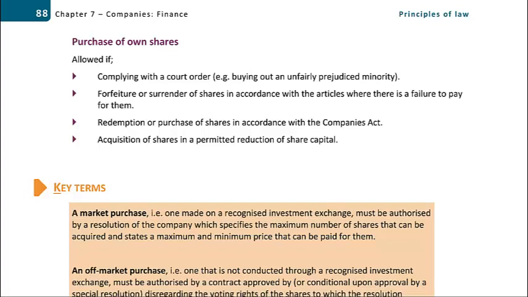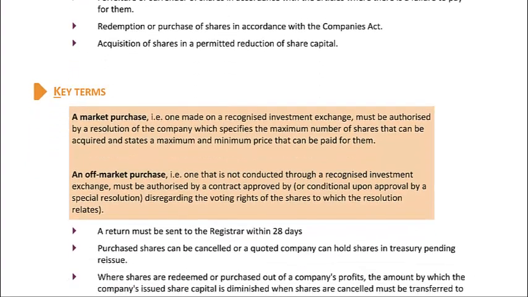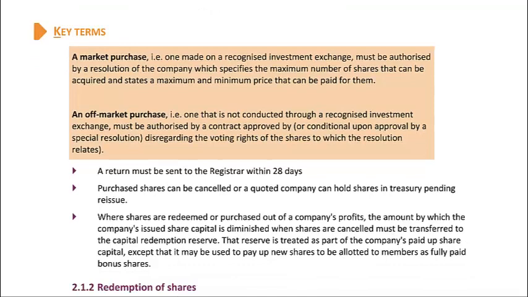Now, the court will allow you to buy your own shares if you've got a court order, or if you've followed the appropriate procedure, or if you're forfeiting shares. So basically, a shareholder has failed to meet a call on capital, and therefore you have seized their shares and forfeited them. Now, again, because by purchasing your own shares you are reducing your share capital, there are rules about it.